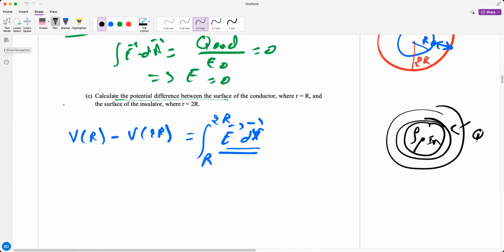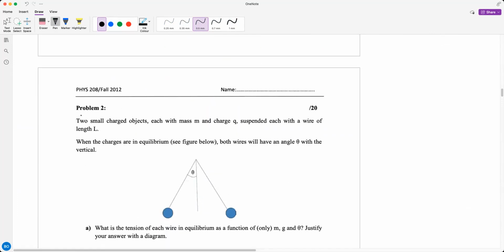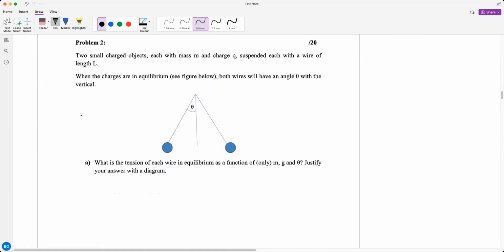Well, let's go to another question. This one. Two small charged objects, each with mass m and charge q, are suspended, each with a wire of length L. When the charges are in equilibrium, both wires will have an angle theta with the vertical. What is the tension of each wire in equilibrium as a function of only the mass, gravitational strength, and theta? Justify your answer with the diagram.